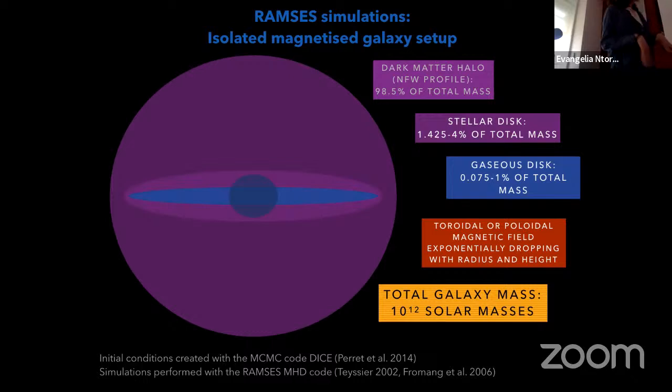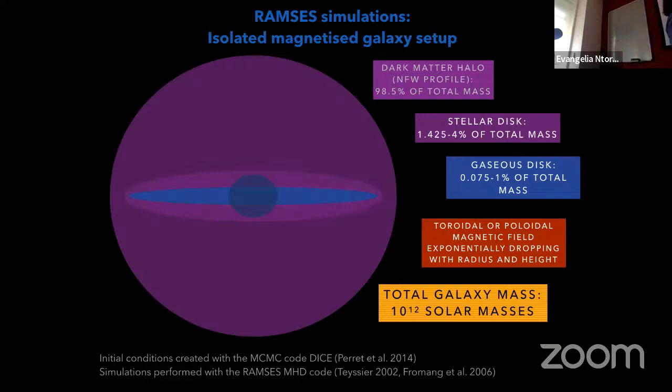So in this series of simulations, what I have done is set, with the help of a Monte Carlo selection code called DICE, various initial distributions for my collisionless components and for my gas. The collisionless component that takes most of the mass for these galaxies, which I want to be Milky Way-like, so 10 to the 12 solar masses in total, is the dark matter halo. So we have an NFW profile. This is a typical density distribution for a dark matter halo that is concentrated in the middle. That makes up 98.5% of the total mass.